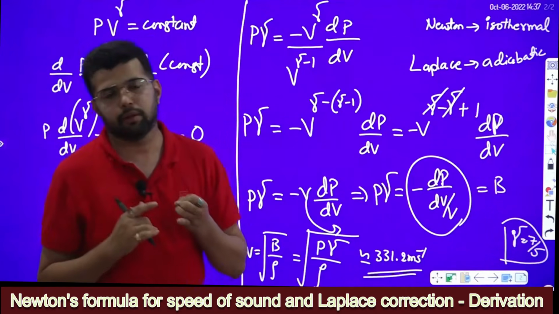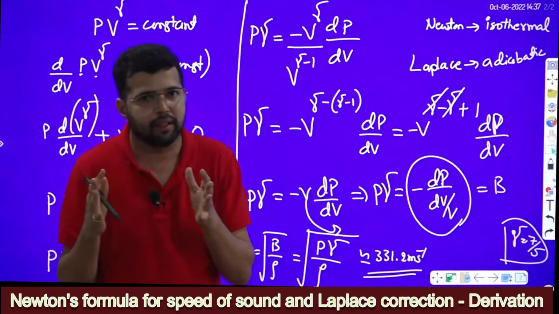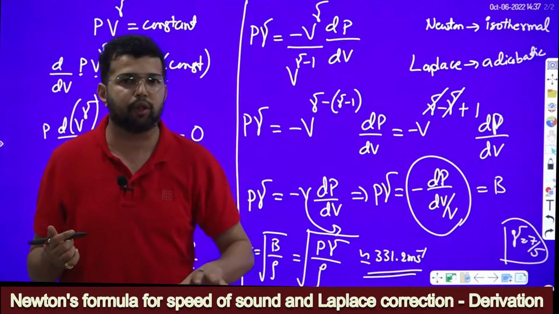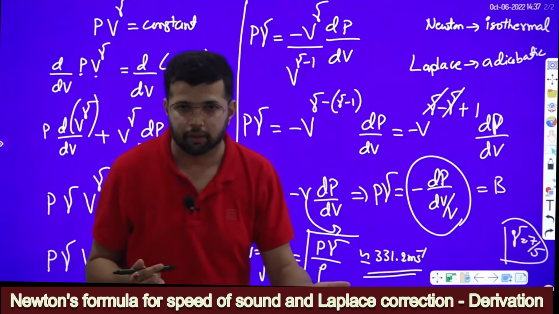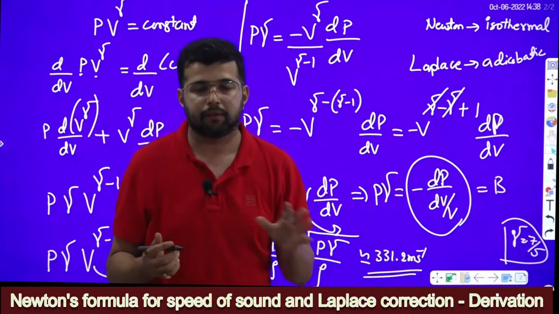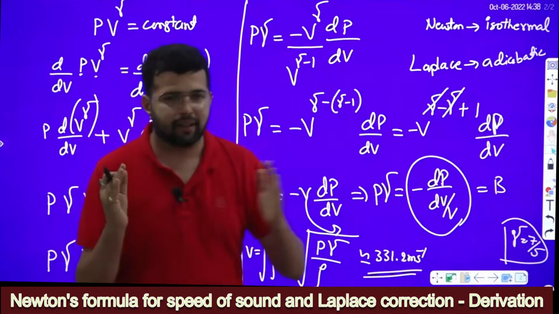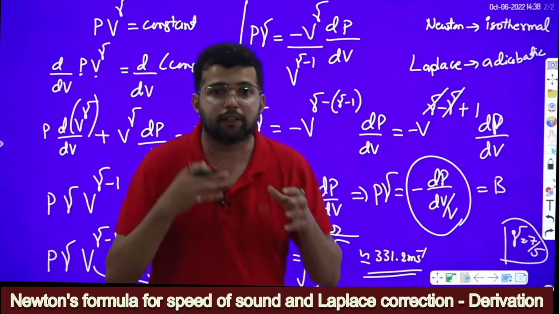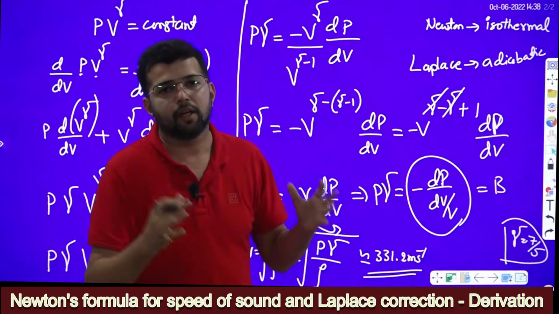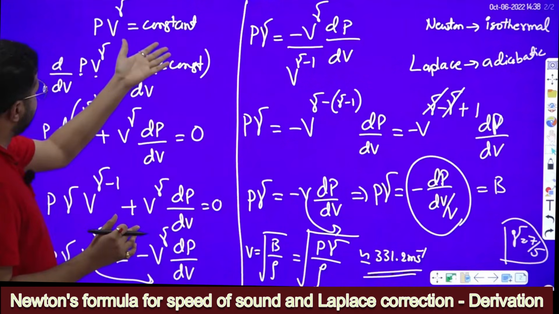What is very important to know? Newton thought that the propagation of sound waves in air is an isothermal process. So, if we do the calculations, we are going to get the speed of sound as 280, which is not equal to the experimental value. Then Laplace did some correction. What he told is the compressions and rarefactions are so fast that there is no time for the transfer of heat to the surroundings to make it isothermal. So, it is an adiabatic process.